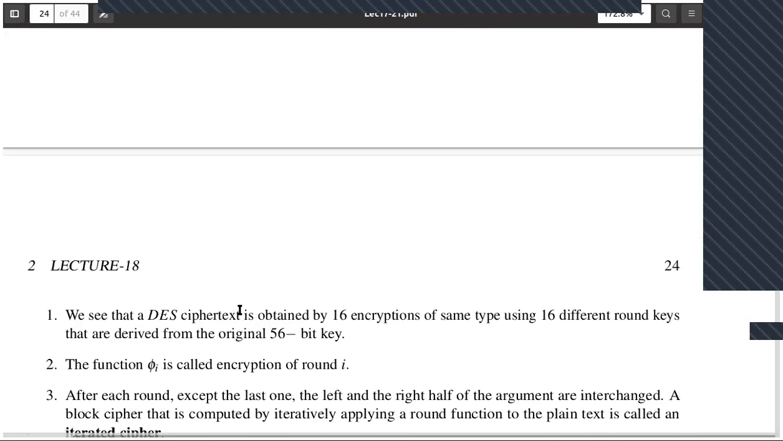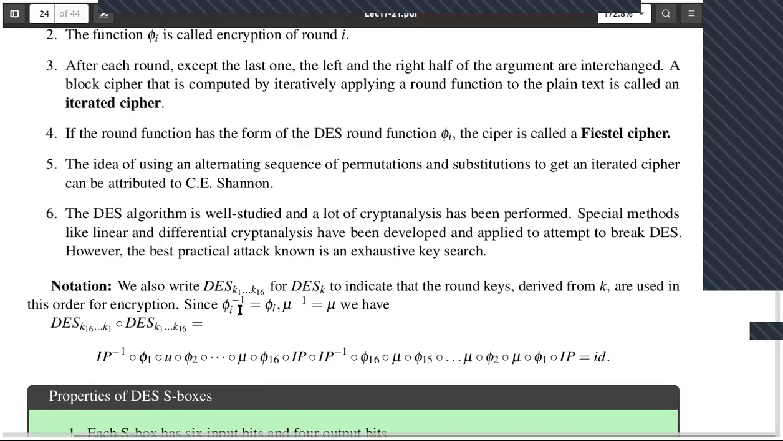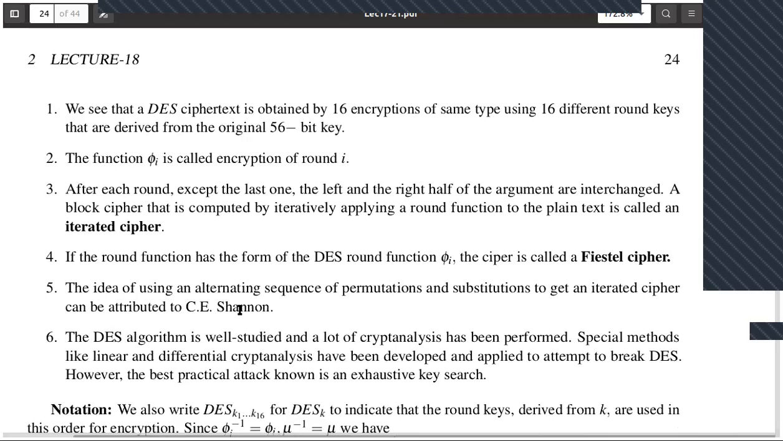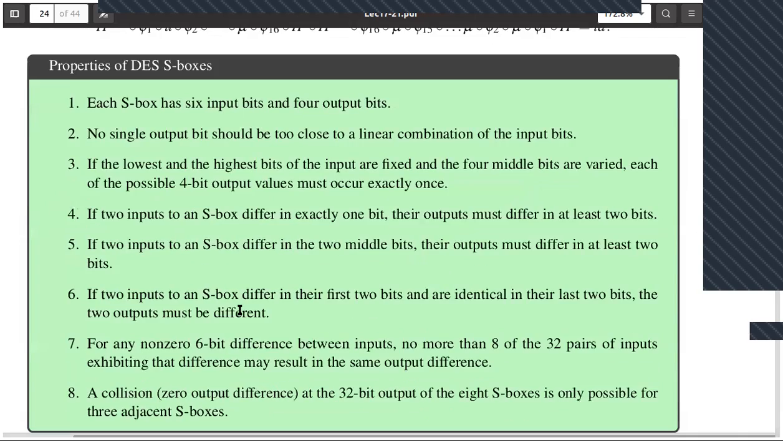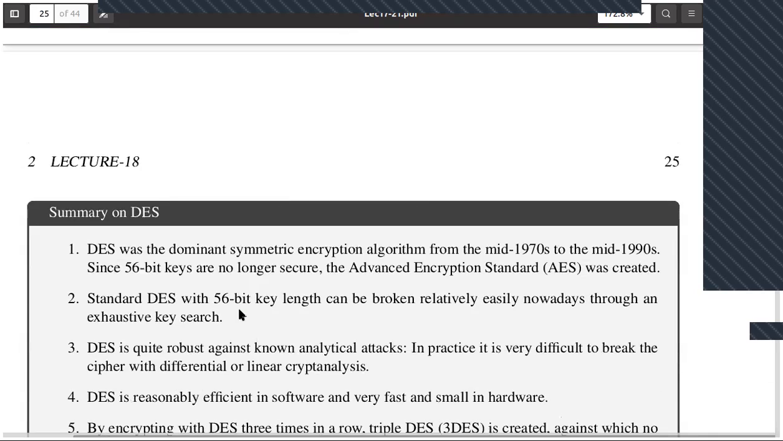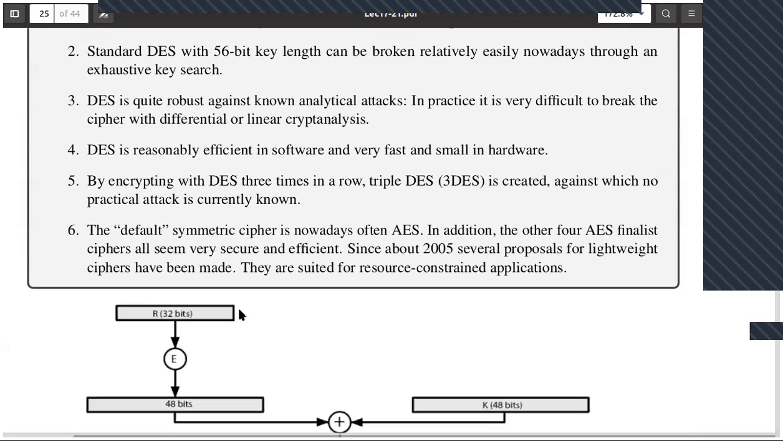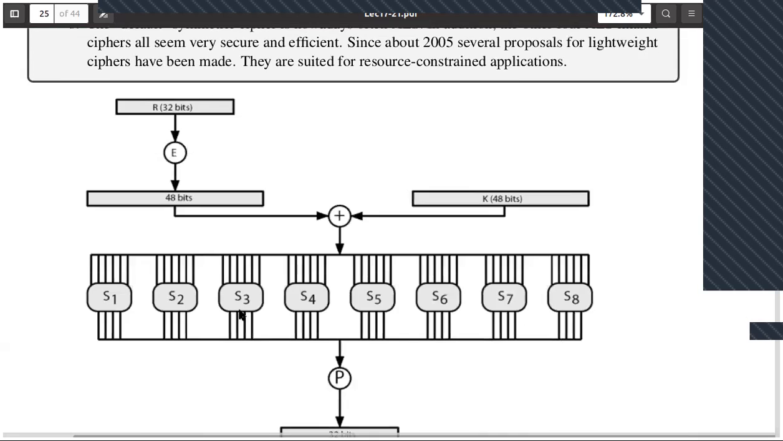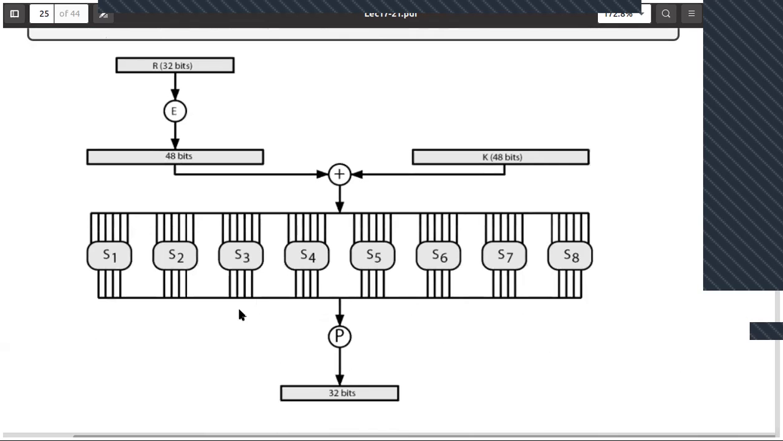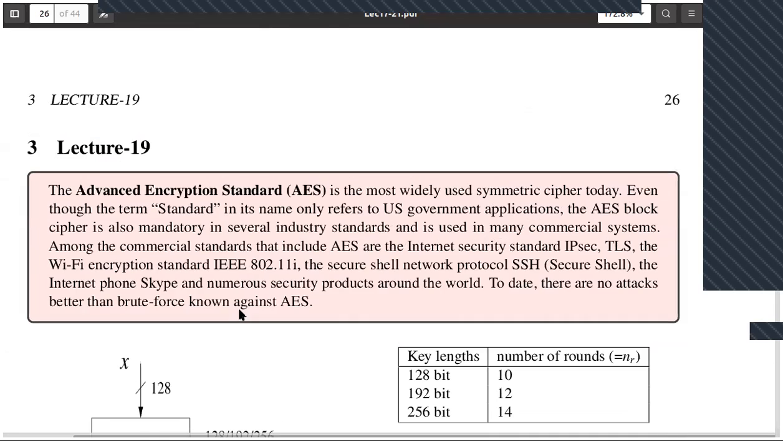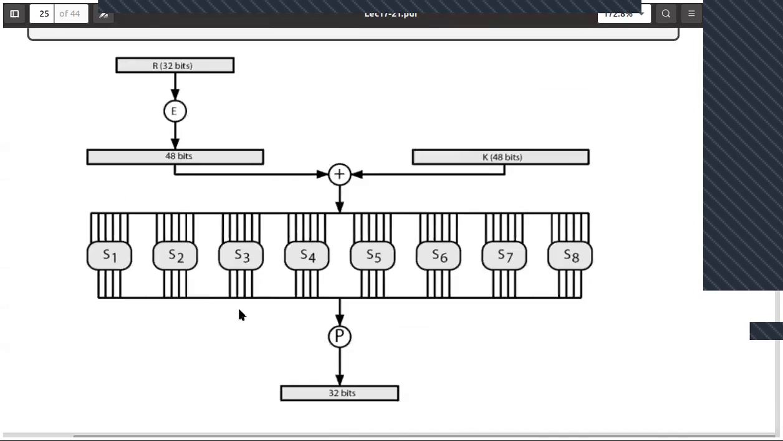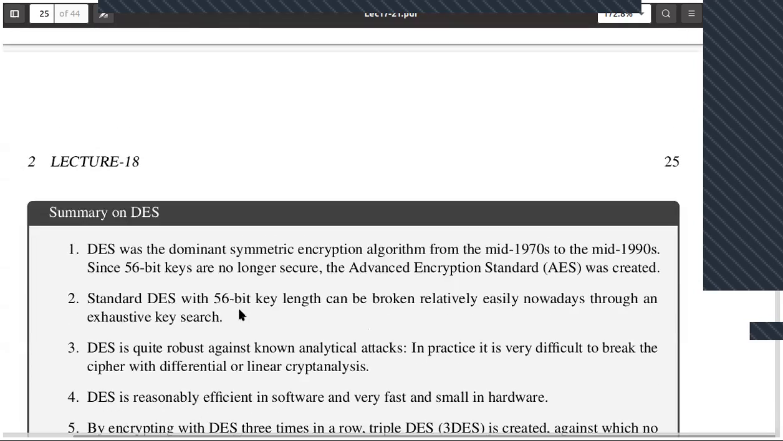Yes, so I gave some more of what is going on here. I hope we can go through it. I gave properties of the S-box and a summary of DES also. The entire picture one more time is here: how R will go becomes 48 bits with K, then S1 and 32 bits. One diagram. Next class I may start something else. Is it okay? Can I stop?